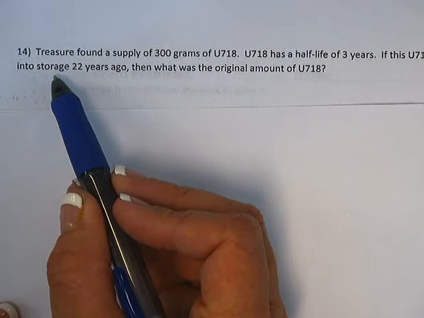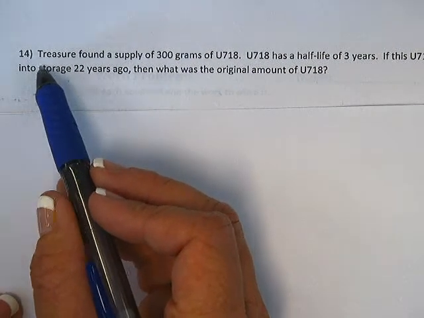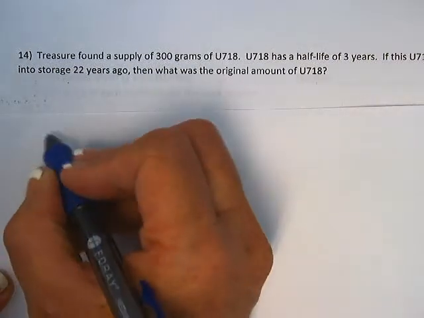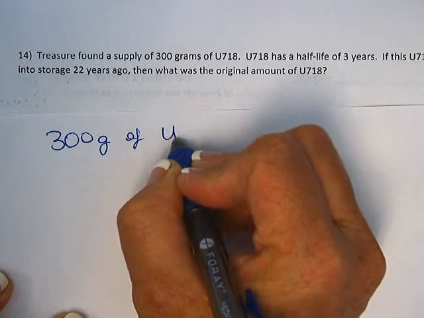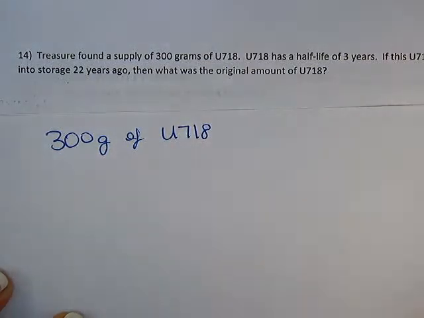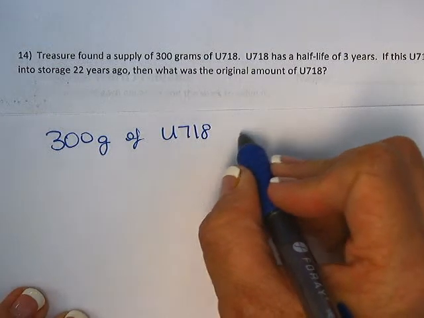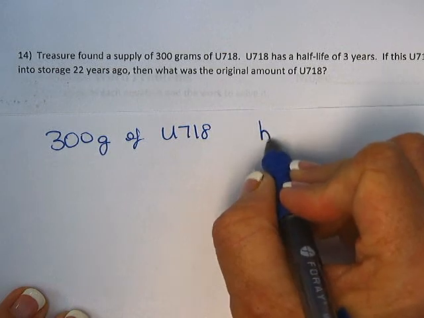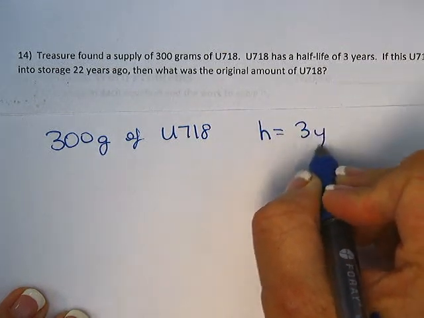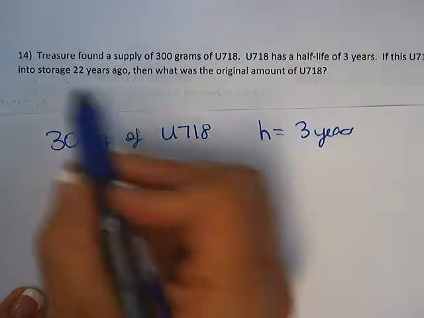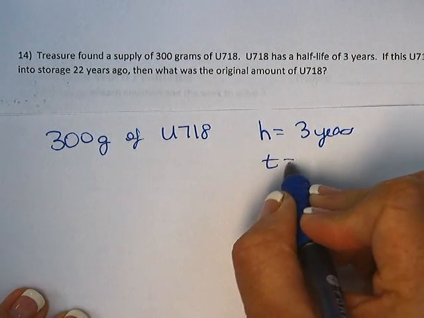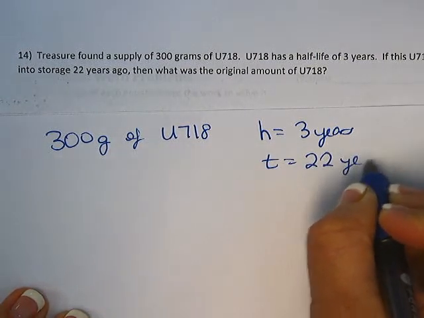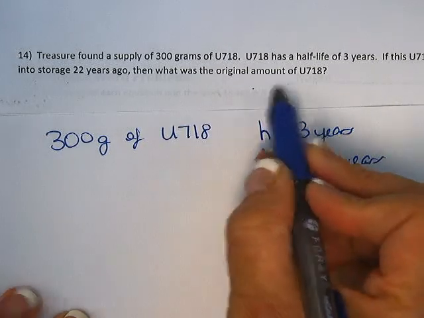So in our example 14, we have someone finding a supply of 300 grams of U718. It has a half-life, so half-life H is equal to 3 years, and it was put into storage 22 years ago. So T is equal to 22 years. What was the original amount?